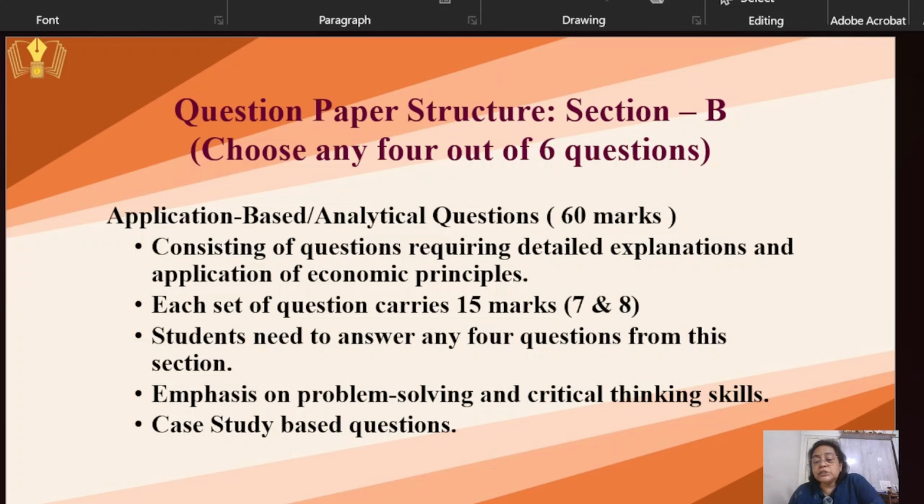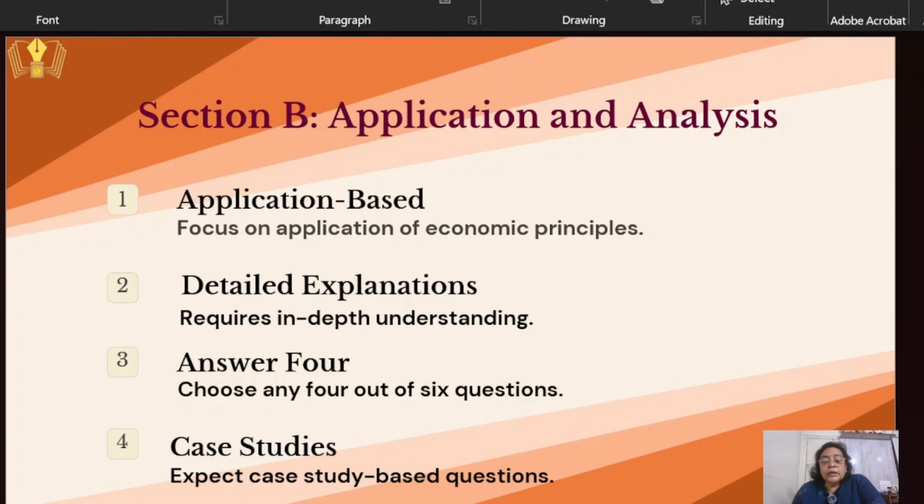Students, you need to answer any four questions from this section as I've told you earlier. Emphasis on problem solving and critical thinking skills. Case study based questions are more expected in section B. In section B, application and analysis, application based questions focus on application of economic principles, then detailed explanations. It requires in depth understanding. As I told again and again, out of 6 questions, you have to attempt any 4 questions.